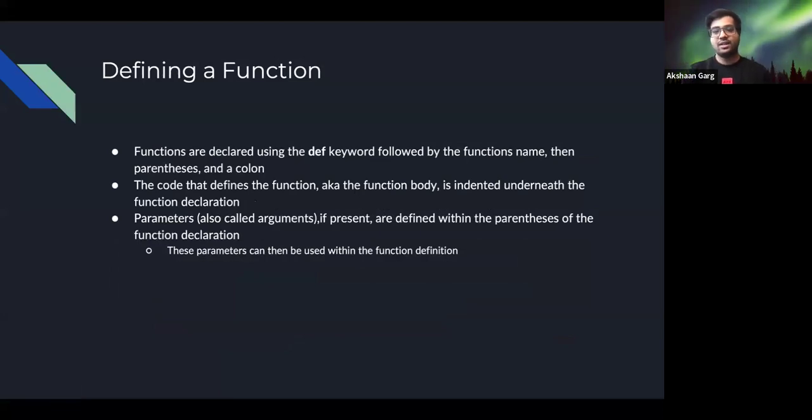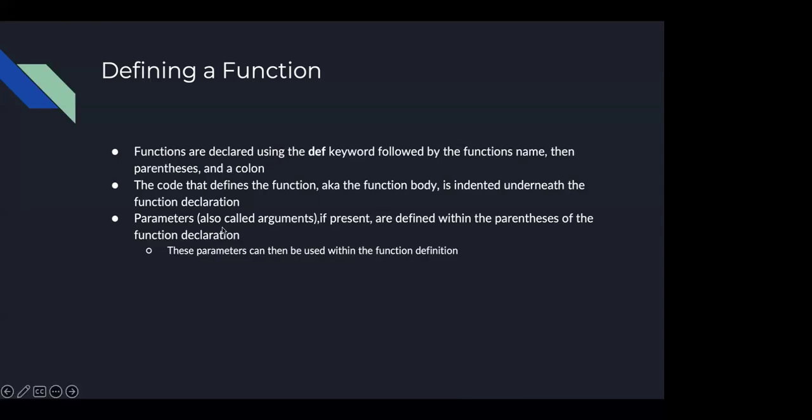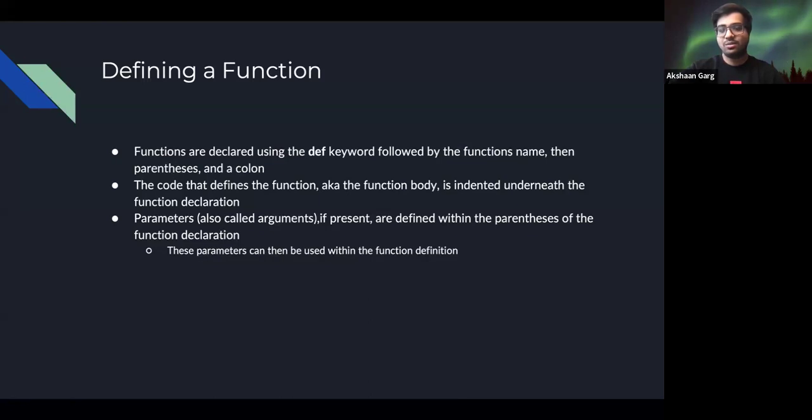So how do you define a function? Functions are declared using the def keyword followed by the function's name, then parentheses, and then a colon, right? The code that defines the function is indented underneath the function declaration. Similar to how with an if statement, after the colon, whatever you put in the indented portion comes under the if statement, right? In a similar way, when you define a function, everything underneath that in the indented format is part of that function, right?